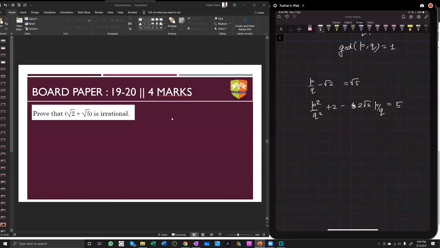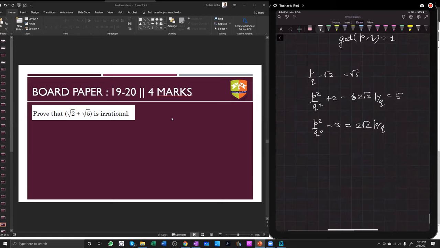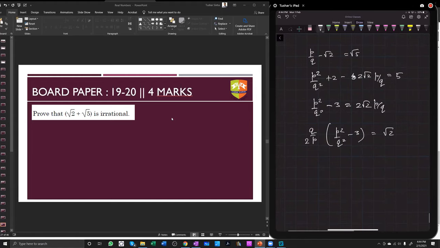So now, what will you write here? You will write P square by Q square minus 3 is equal to 2 root 2 P by Q. So you take everything on the other side, and you get Q by 2P into P square by Q square minus 3 is equal to root 2. You have to segregate these parts. So clearly this is an integer operation, so this is a rational number. All are integers, Q, P, all are integers. So clearly the LHS is a rational number, it's in P by Q form.